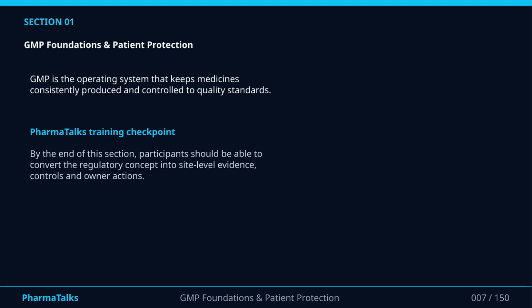This section focuses on the foundations of good manufacturing practice, or GMP, and its crucial role in protecting patients. GMP acts as the operating system that ensures medicines are consistently produced and controlled to the highest quality standards. By the end of this section, you'll be able to translate the regulatory concepts of GMP into practical, site-level evidence, controls, and actions that owners and operators must implement. This understanding is key to maintaining compliance and, most importantly, safeguarding patient health.